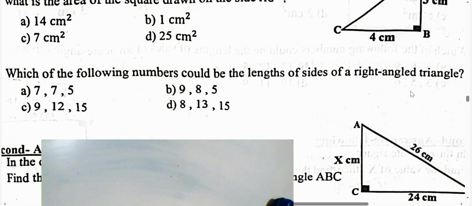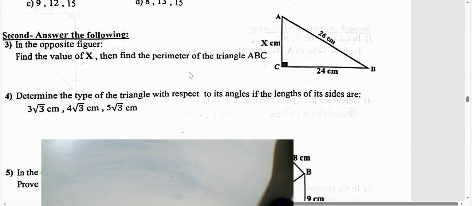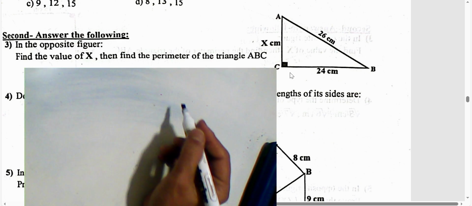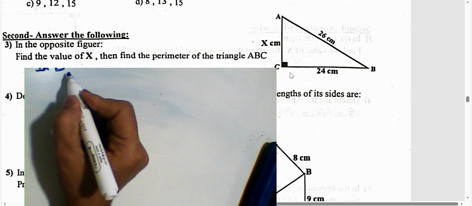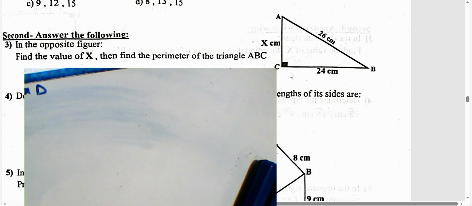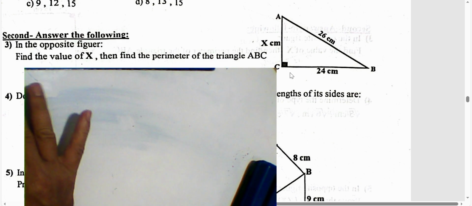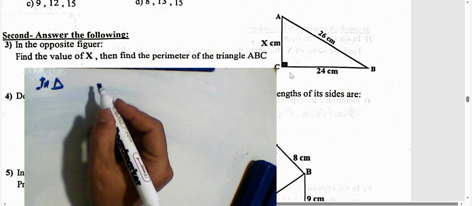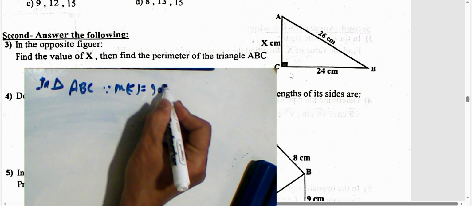Next example. Look at this question. Second question: answer the following. In the opposite figure, find the value of x. We have angle C here. The measure of angle C is 90 degrees. Then we can write this in the proof. Look here, in this triangle APC, such that the measure of angle C equals 90 degrees.